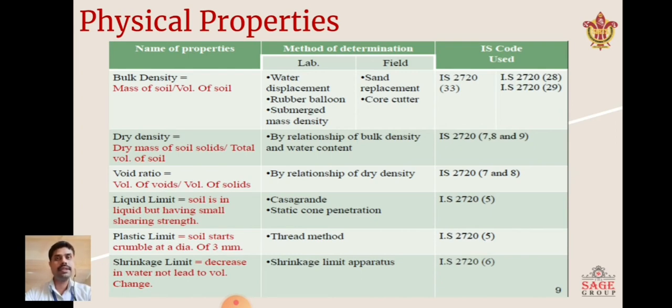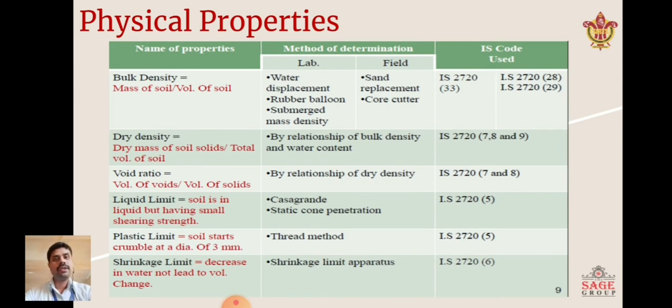The next is the liquid limit. Liquid limit is the property in which soil is liquid but has a small shearing strength. If the soil has liquid in it but the shearing strength is small, then that is known as the liquid limit. Liquid limit can be determined by the Casagrande and static cone penetration methods. These two methods are used for finding the liquid limit of the soil.